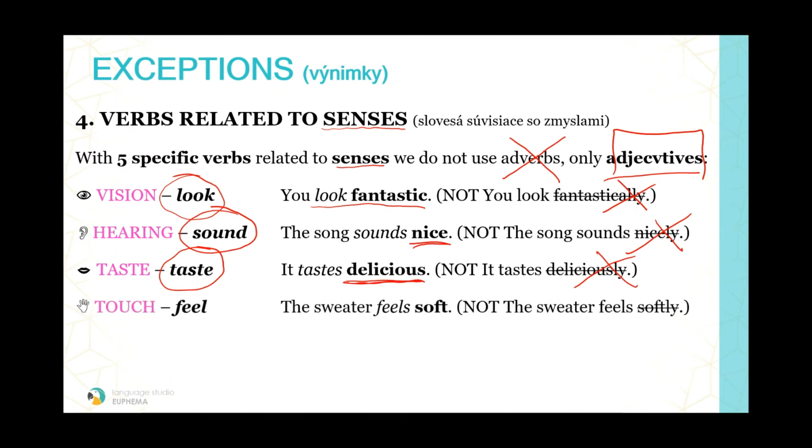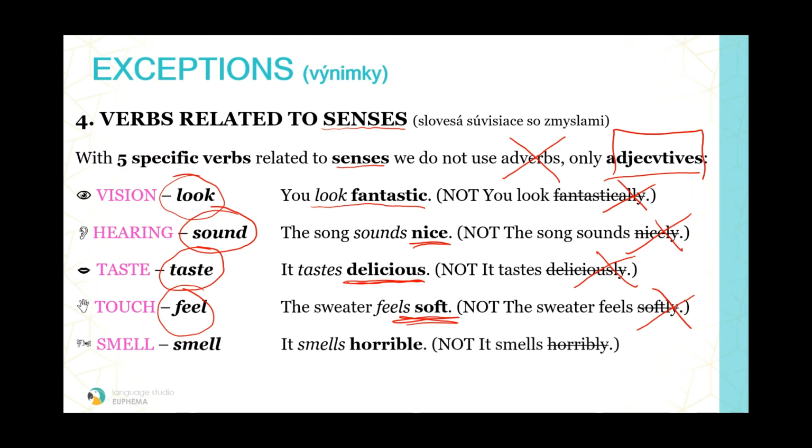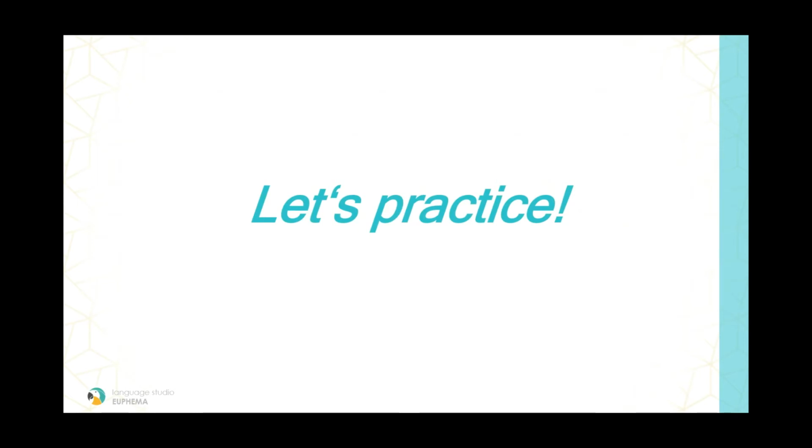The fourth sense, touch. And the verb related to touch, feel. You touch, for example, a sweater that you bought and you say, wow, the sweater feels so soft. Not softly, just an adjective soft. And finally, the fifth sense is smell. And also the verb is smell. So you can say it smells horrible. Horrible, not horribly. Now let's practice.